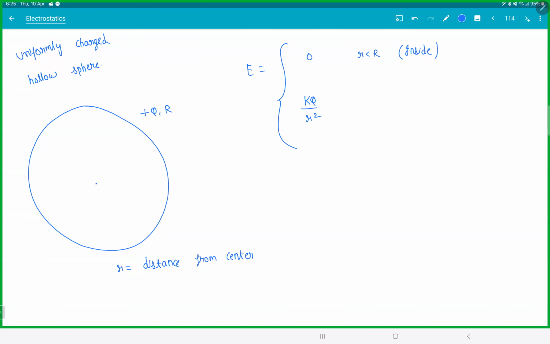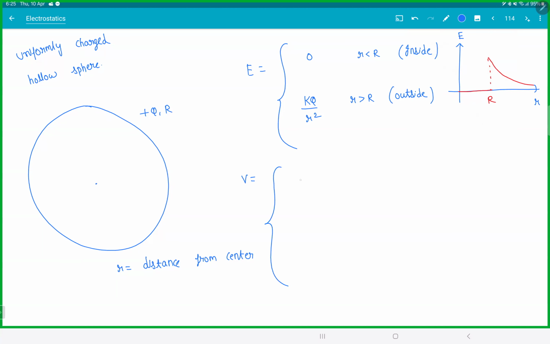This is one good thing. The points outside will behave as if there is a charge at the center. So points outside, the field is like a point charge. So if you try to plot the graph for E versus r, the field will be 0, then suddenly bumps up, and then it goes down. It's a discontinuity.